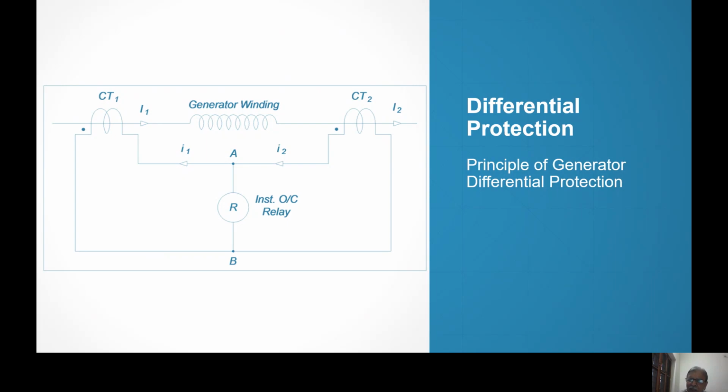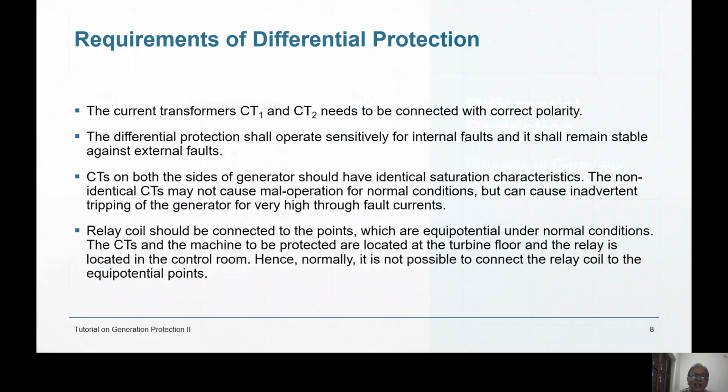Relay does not operate. If there is an internal fault, then I2 reverses, my dear friends, because the current from the whole system will be fed. I2 will be very large as such. Current flowing through the relay will be I1 plus I2. Relay will operate, and that is class A protection. Immediately everything will come to a halt. That is generator differential protection.